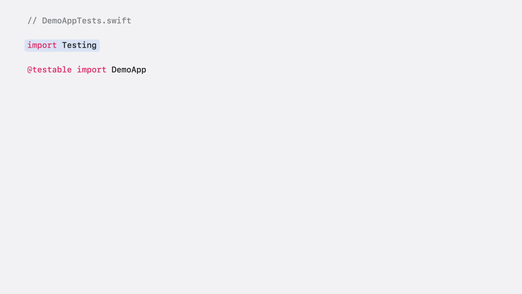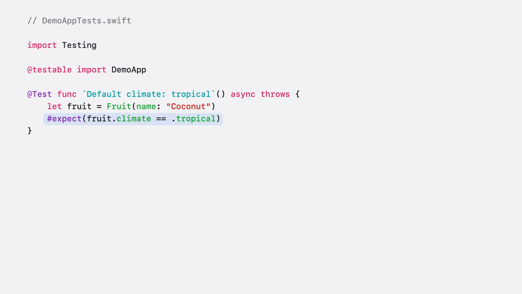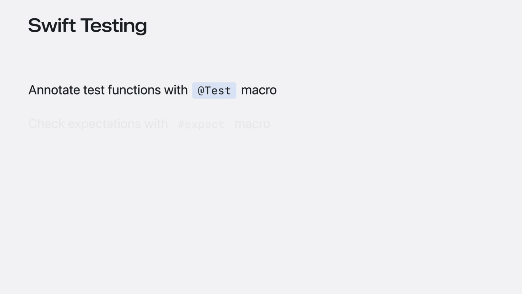I begin a test file by importing the Swift testing framework along with a testable import to access internal types. Then, I create a new function and annotate it with the @test macro to declare it as a test. Swift supports raw identifiers, which are indicated by these backticks. They let me mix in spaces and punctuation to help me read longer test names. In the body of the test, I use the #expect macro to create this expectation that fruits have a tropical climate. That's all it takes to create a new test. The @test and #expect macros are the core building blocks for most tests.